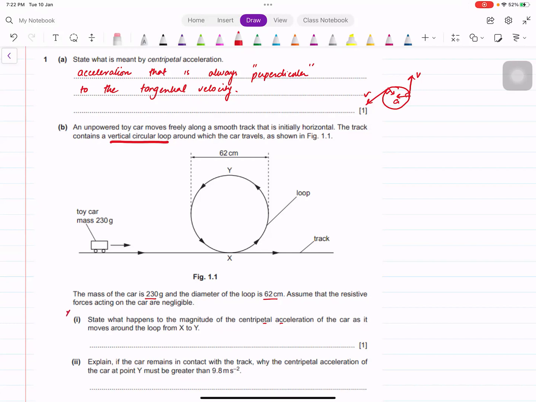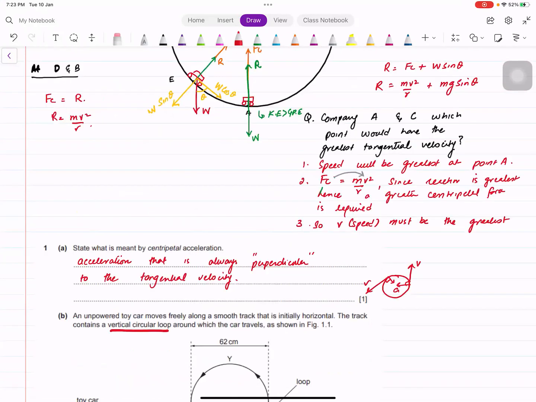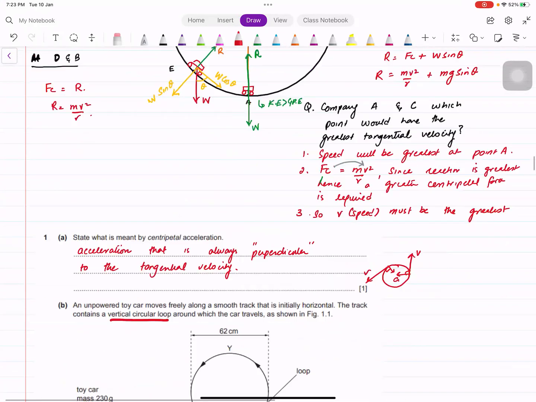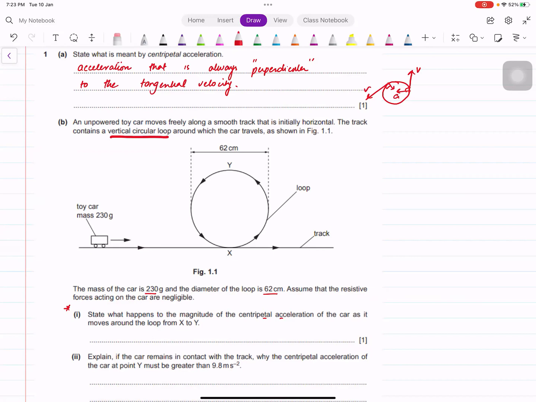This question has the same answer as the previous one. At C the speed is going to be the lowest, right? If the speed is lowest, then the centripetal force is going to be less, and if the resultant force becomes less, the acceleration will also reduce. So it decreases. The highest centripetal force will be here and the lowest here, because as the speed reduces, F equal to mv square over r reduces. Understood?